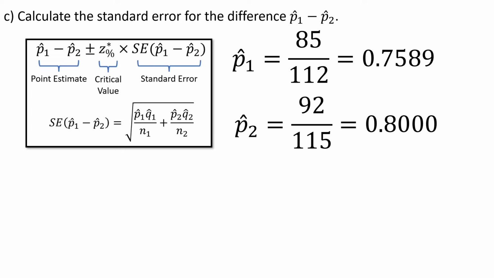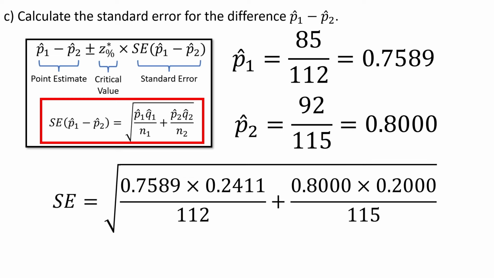Calculate the standard error for the difference, P1 hat minus P2 hat. Right, so here we want to take into account the uncertainty, and we measure uncertainty in the case of a confidence interval with standard error. And we just need to remember how to plug our numbers in.